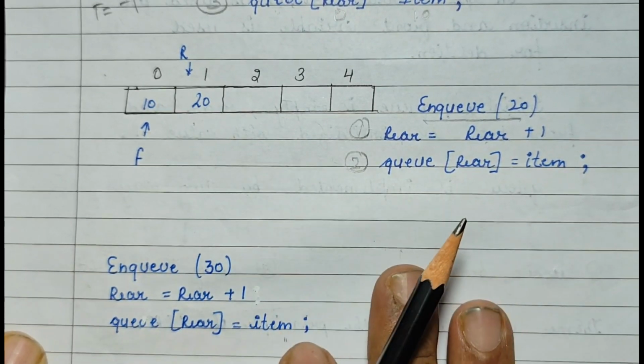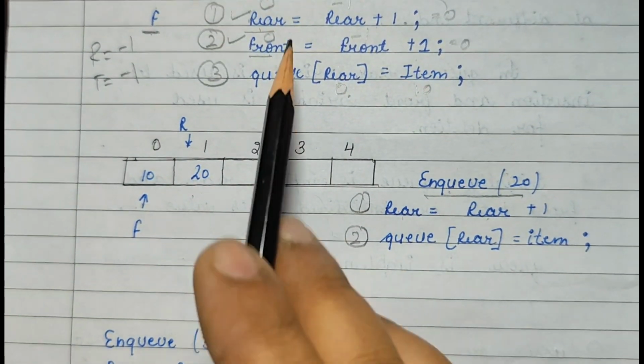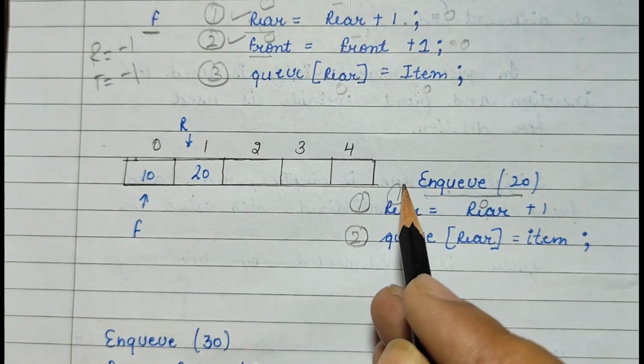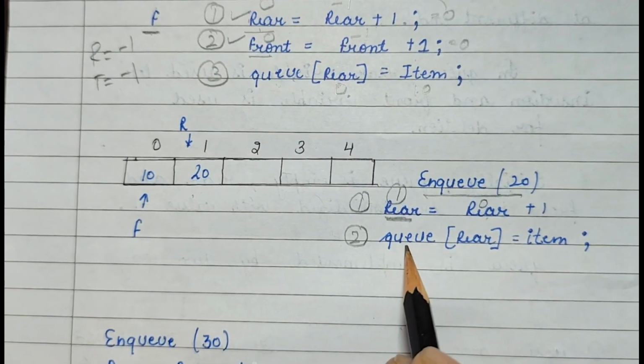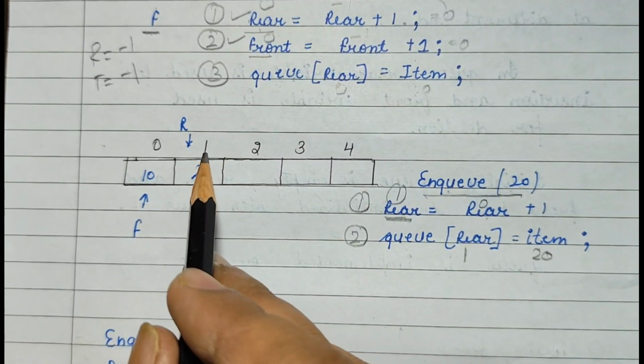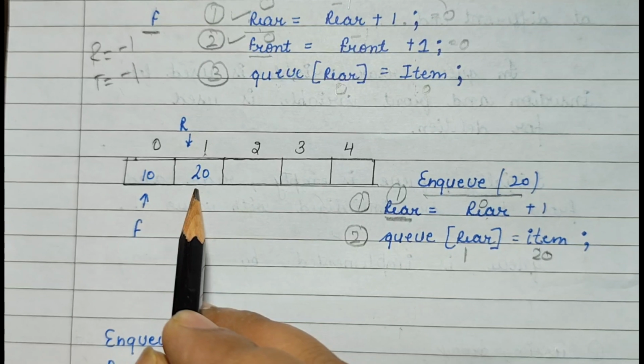What is the last value of the rear? Last value of the rear is 0. So 0 plus 1, 0 plus 1 is 1. 1 is written in the rear variable. And Q of 1 is equal to item. Item is 20. So at index 1, 20 is inserted.